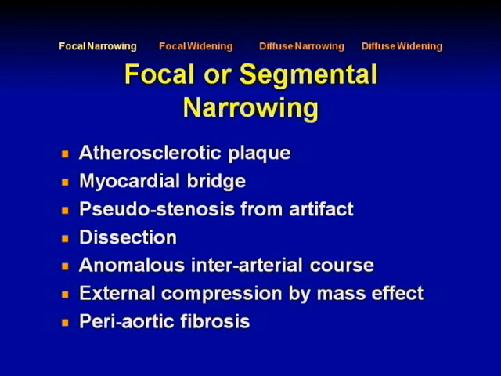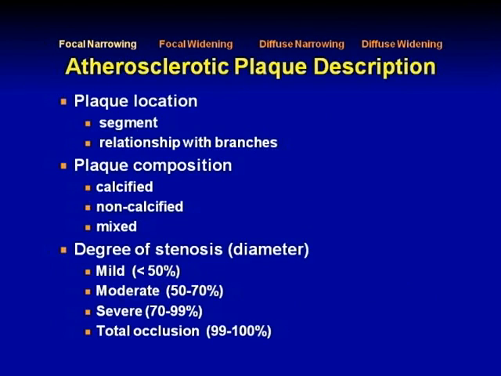So causes of focal or segmental narrowing could have a long list of atherosclerotic plaque, myocardial bridge, and pseudostenosis. These are the ones that you're most commonly going to see. But the more rare ones are coronary artery dissection, anomalous intra-arterial course of a coronary artery, external compression or mass effect, and peri-aortic fibrosis.